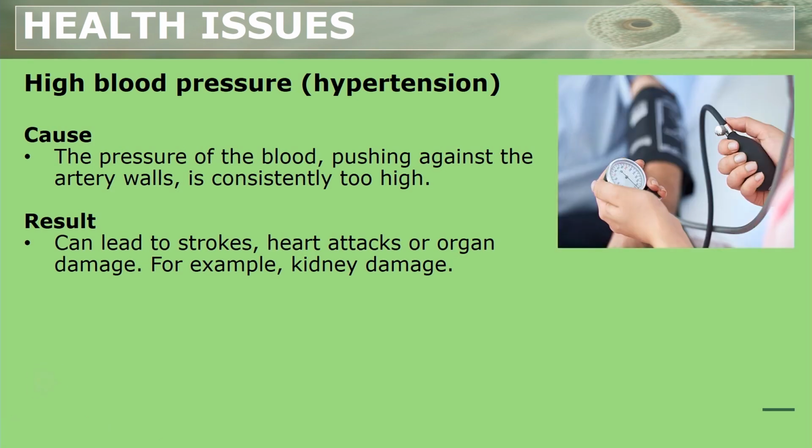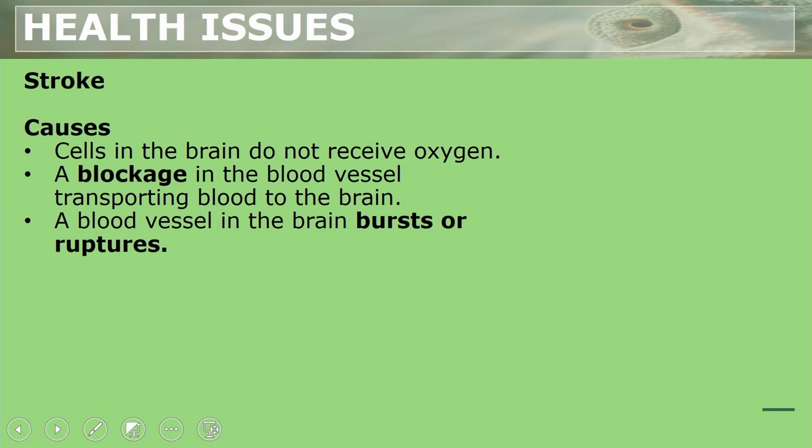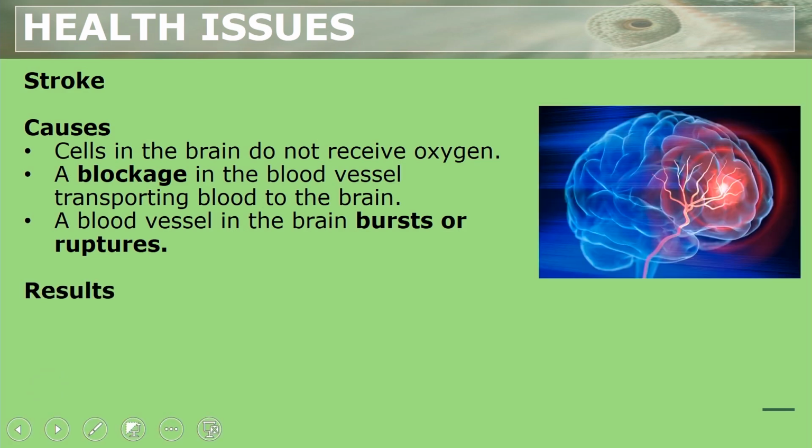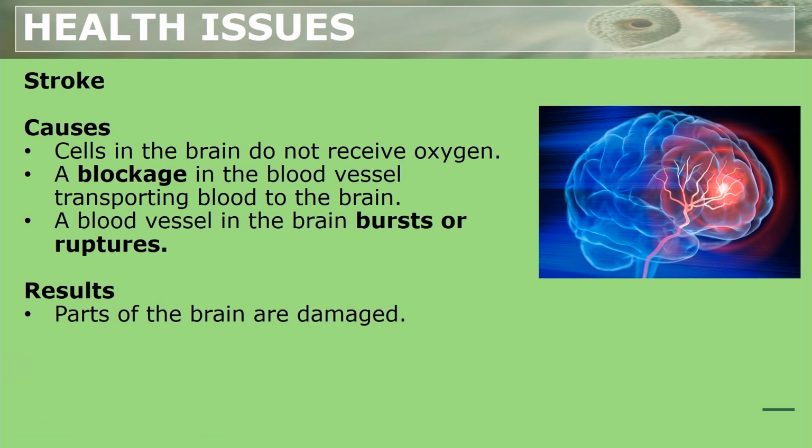Alongside, you have an apparatus used by doctors to help measure your blood pressure. The second health issue is called a stroke. Strokes are caused by cells in the brain that do not receive oxygen. It can also be caused by a blockage in the blood vessel transporting blood to the brain. A blood vessel in the brain that is burst or ruptured can be the cause of a stroke, and this will result in parts of the brain being damaged.